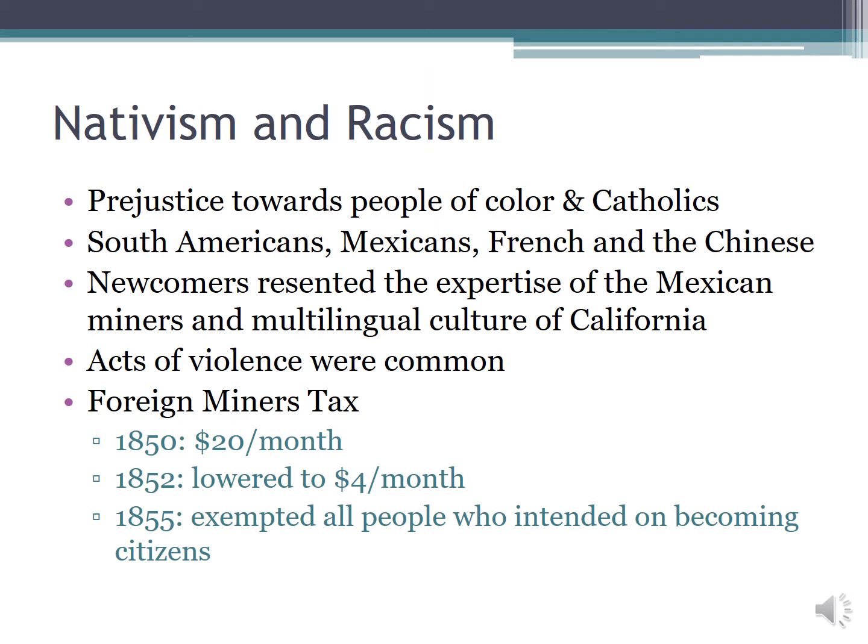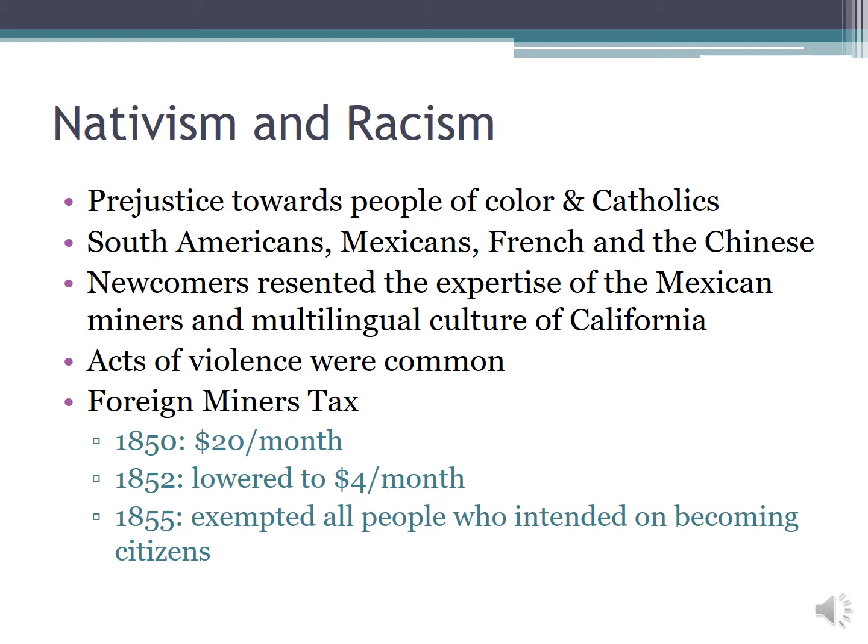So there was a lot of nativism and racism that starts to emerge in these camps. Some of it people would do opportunistically. So, for example, if a Mexican miner had a particularly good claim, an Anglo miner might come along and try to take that claim from that miner.